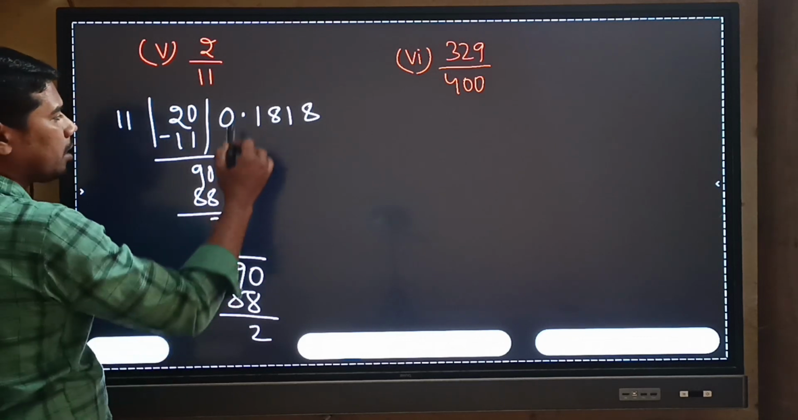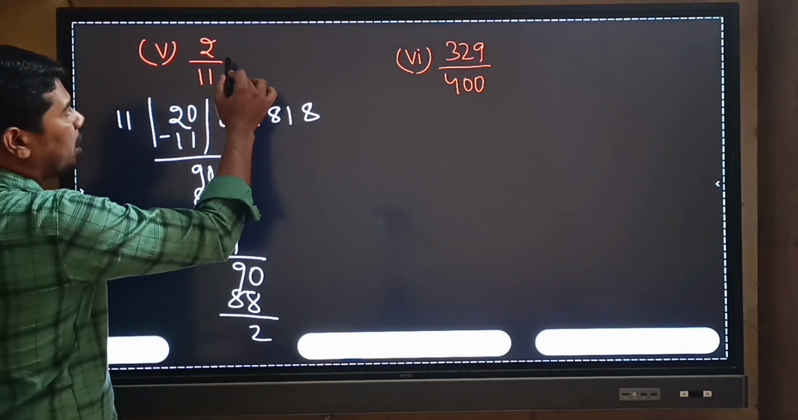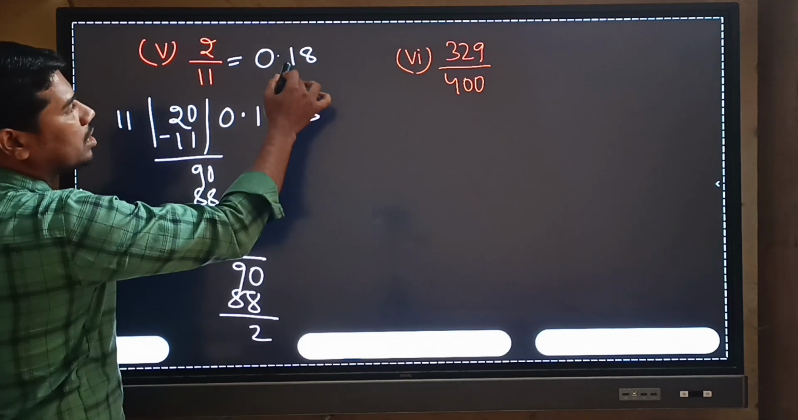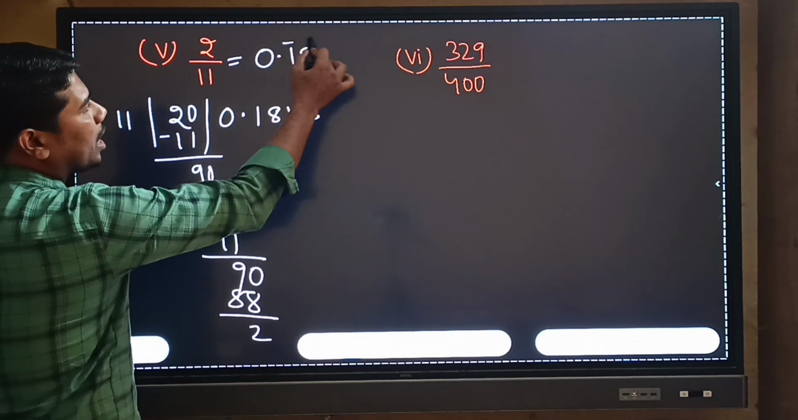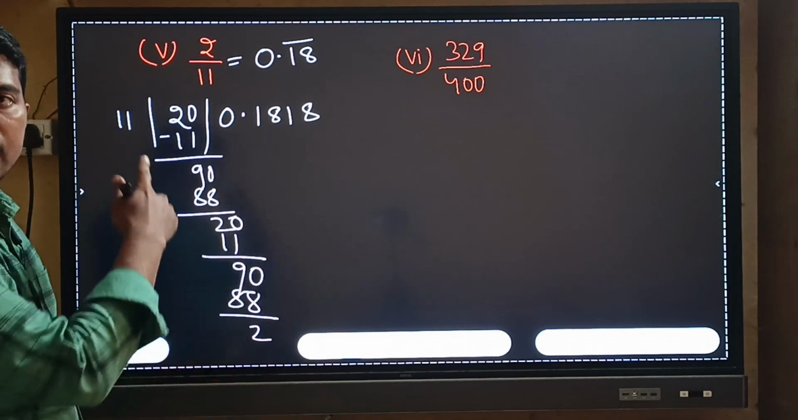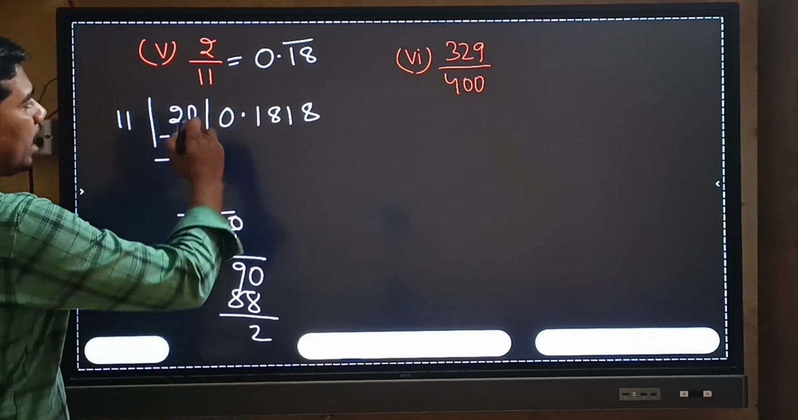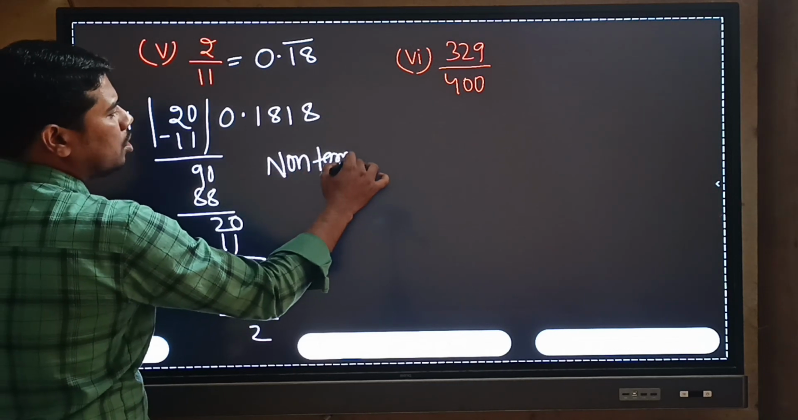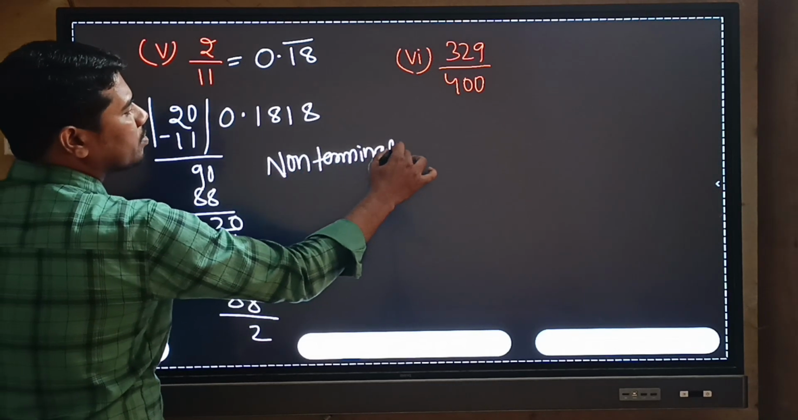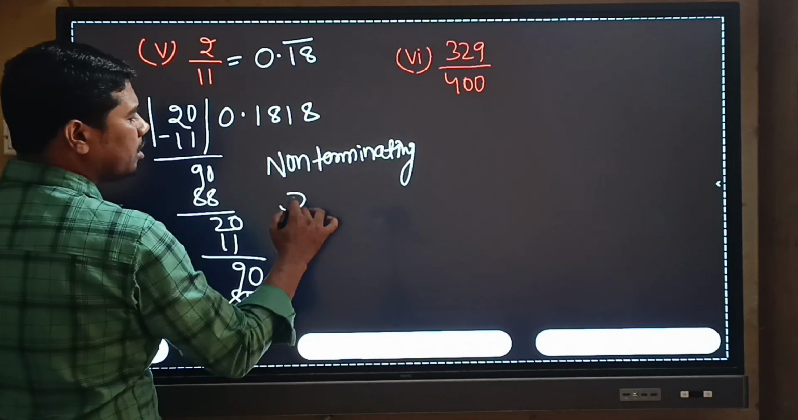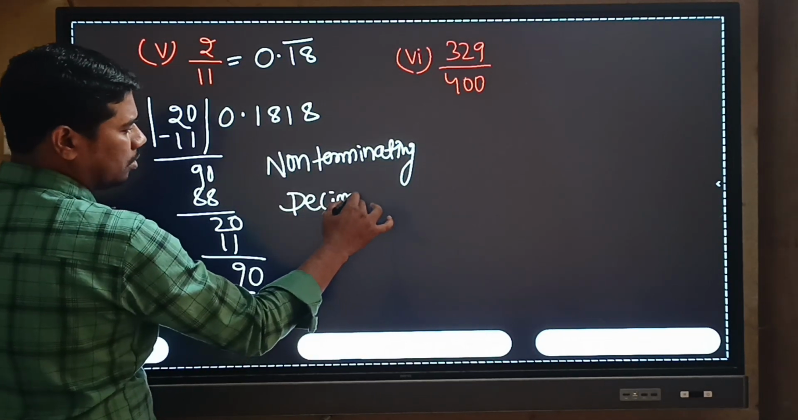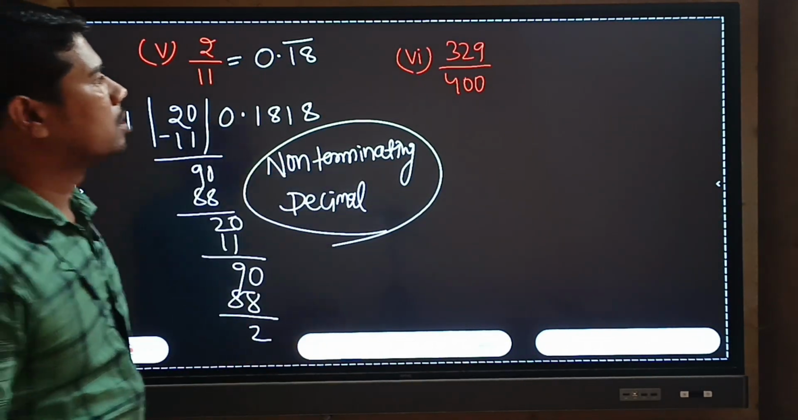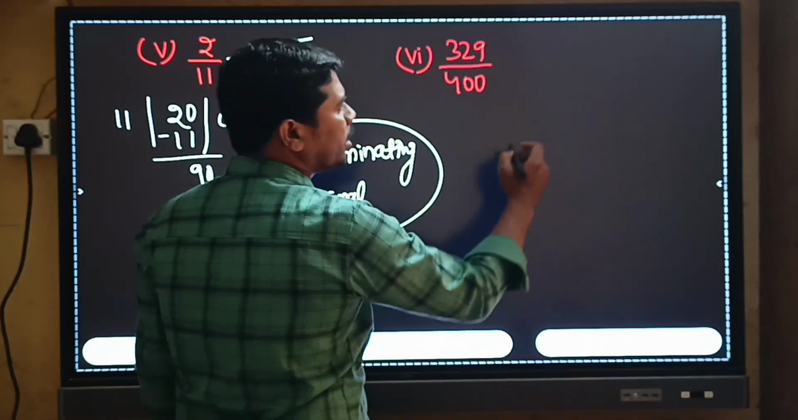So it is repeated. Look here, 2 upon 11 is 0.181818, again it is repeated. Repeated means I can write 0.18 with a bar. So that is known as non-terminating, non-terminating decimal expansion. Clear? Now the last one is 329 by 400.